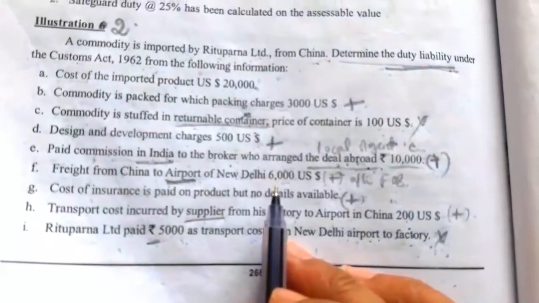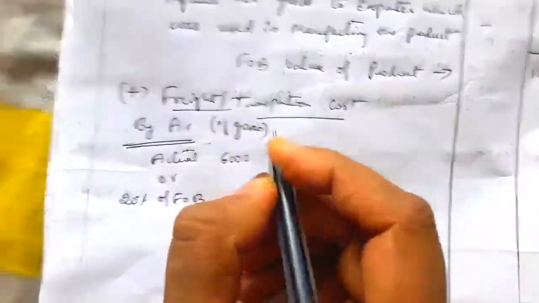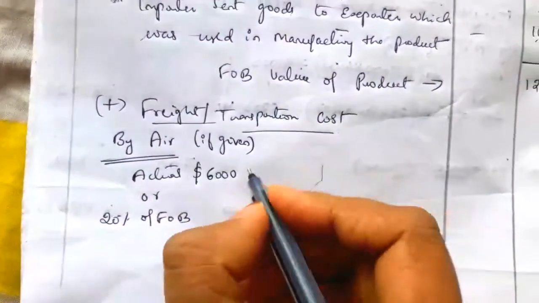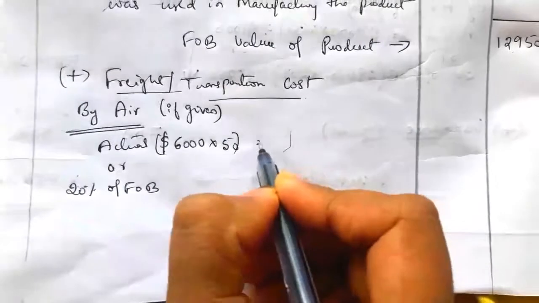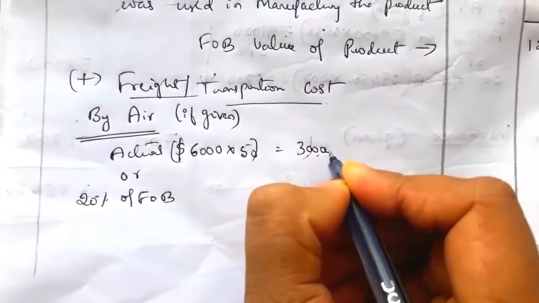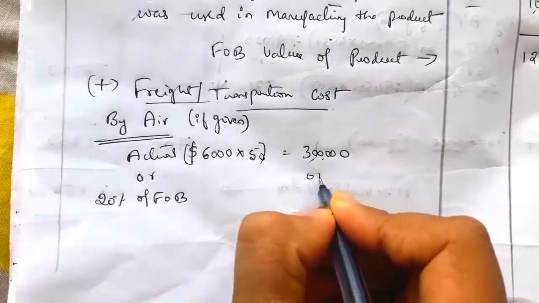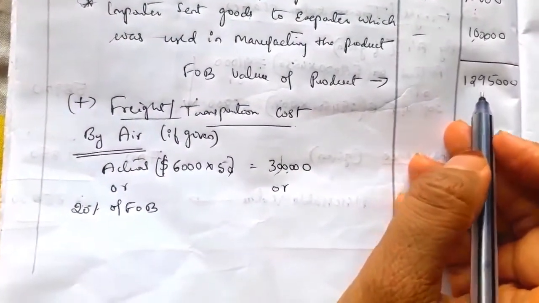So how much actual have they given? Actual given is 6,000. So $6,000 is given in dollars. Now we have to multiply by the exchange rate, that is into 50. If you take 6,000 into 50, the value will be equal to 3 lakh. Then we have to compare it with 20% of FOB. So FOB is how much? 12,95,000.